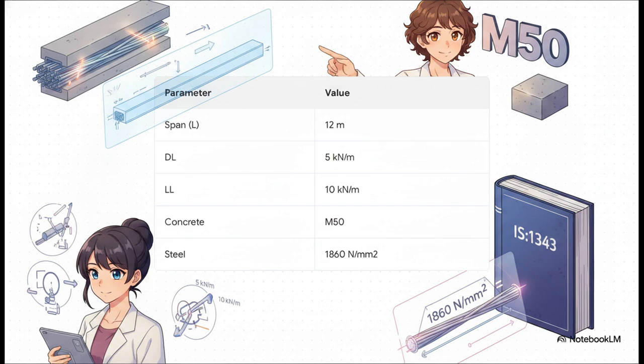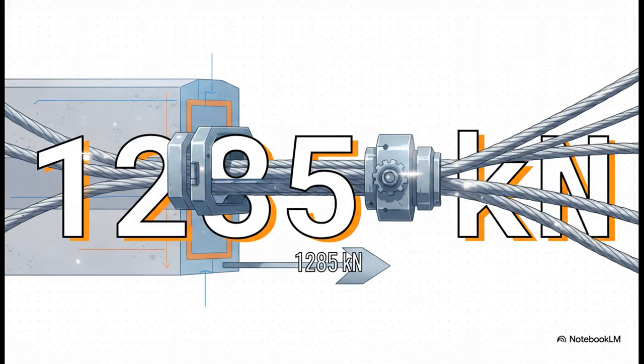Now, to manage these service moments, our preliminary math leads us to assume a section depth of 650 millimeters and a width of 300 millimeters. So, we need to balance the required area of steel to ensure zero tension at the bottom fiber during service. Why? Because we're designing a Type 1 member where absolutely no tension is allowed under everyday loads.